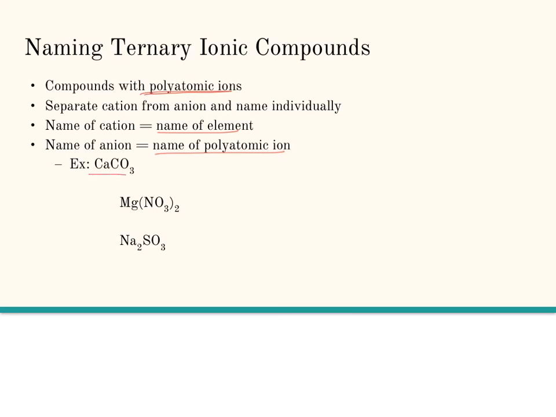So if I were going to name the compound CaCO3, I first have to decide where my cation and my anion are separated. Okay, Ca is the cation here, and so Ca, if I look it up, is called calcium. CO3, I need to recognize as being a polyatomic ion, so that entire thing has one name. Okay, and if I look it up on the back side of my periodic table, I see CO3 is called carbonate. And so the name of CaCO3 is calcium carbonate.